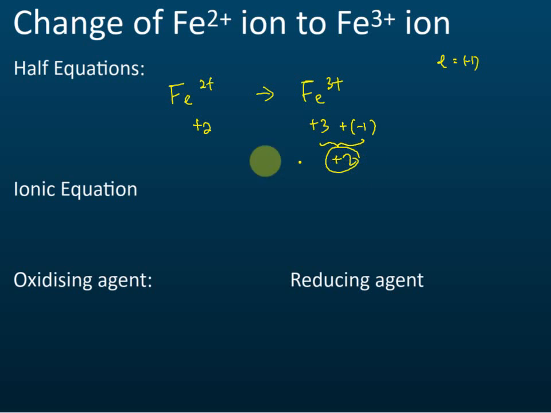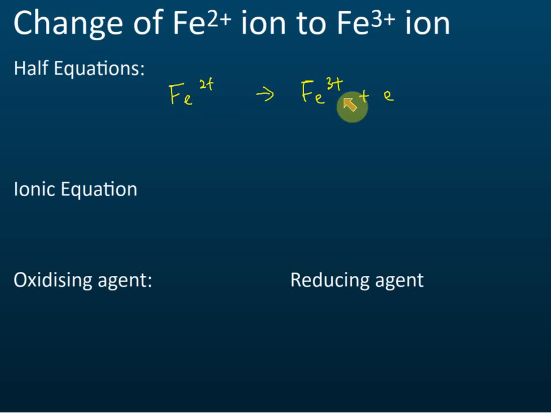Okay, now the charge balance already. That is how we balance the equations. So the charge should be added to the right hand side. So this is the half equation for the change of iron 2 to iron 3. Now this is just a half equation. Half means just half of it.